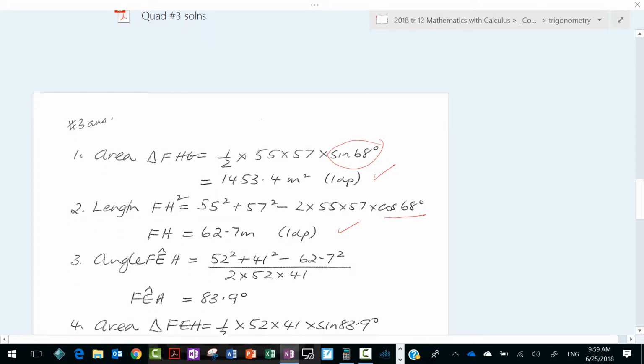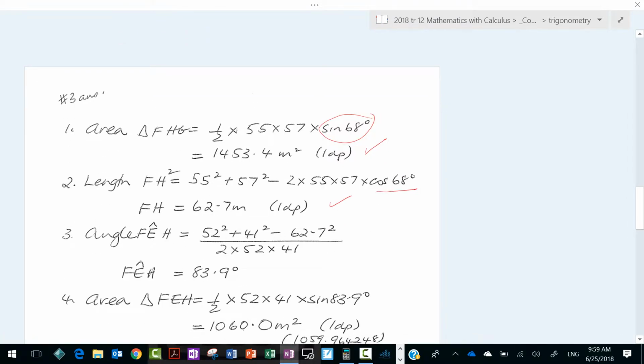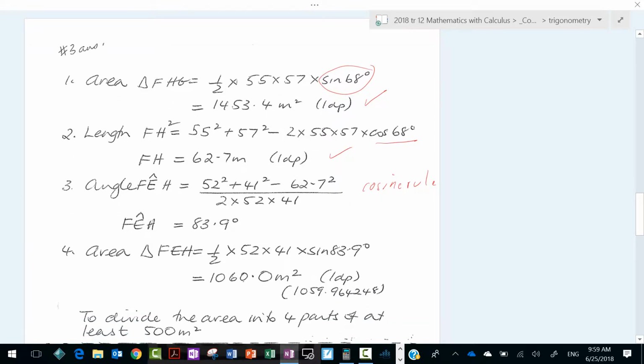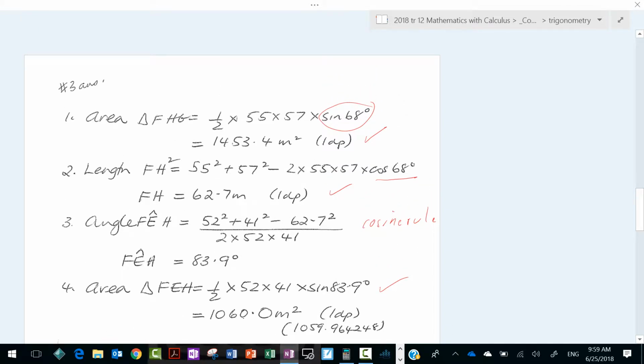Now, once we get 62.7, we can use the cosine rule to find an angle. Remember, we use the inverse in the calculator, so that we can find FEH. Then by doing that, we can find the area of the other triangle, FEH, and that's 1060. At that point, we stop, because that's what everybody should be doing. That's the consistent thing: find the missing side that goes across, find the 2 areas, and work from there.